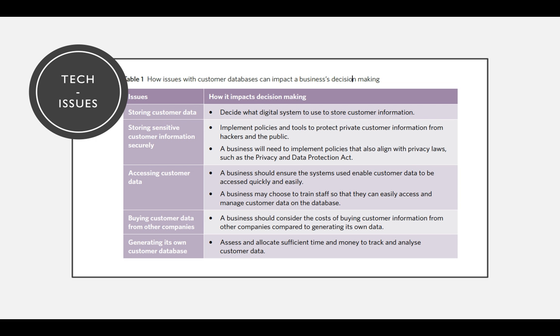All right, so technological issues. The issues and the explanations of how it's going to impact on decision making. You should at least write down 3 of these, okay? Storing customer data, storing sensitive customer information securely, accessing customer data, so who can see it, buying customer data from other companies and generating its own customer database. So if you've got your own customer database, how are you making sure that it's secure? All right.